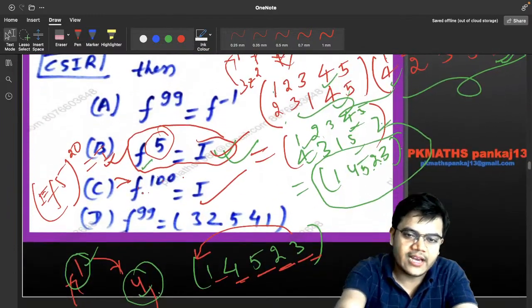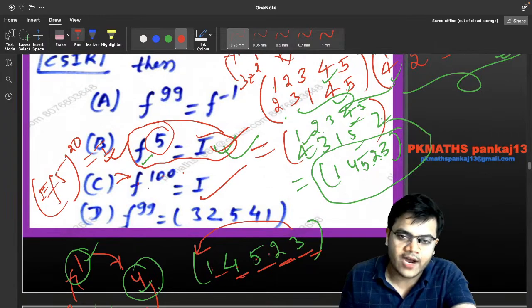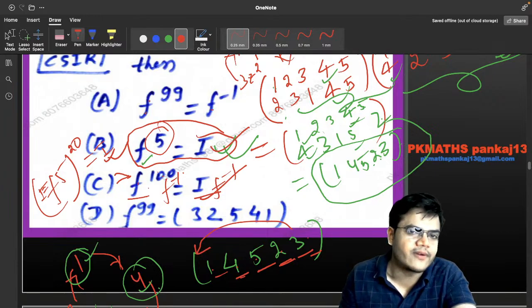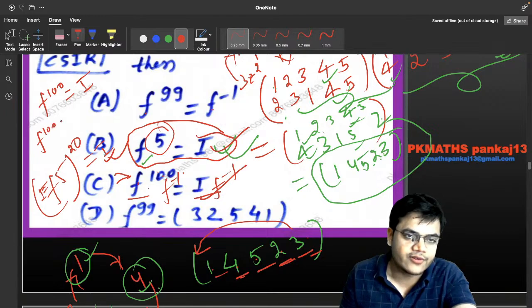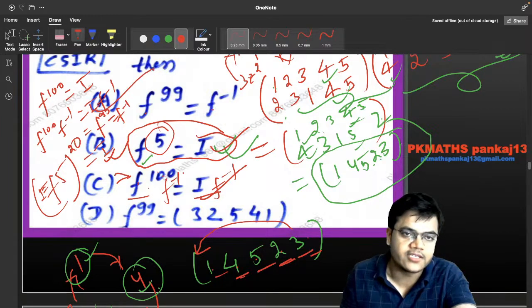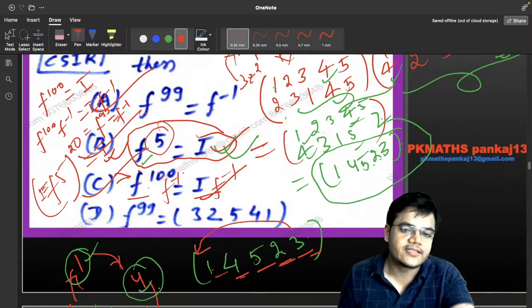Okay. And thereafter you can see what? If you have 1, 4, 5, 2, 3, then what about the inverse? Because F100 is I, and if you are going to multiply both sides with F inverse, then F100 into F inverse is equal to I into F inverse. So it will become F to the power 99 is equal to F inverse. So A is right, B is right, C is right.